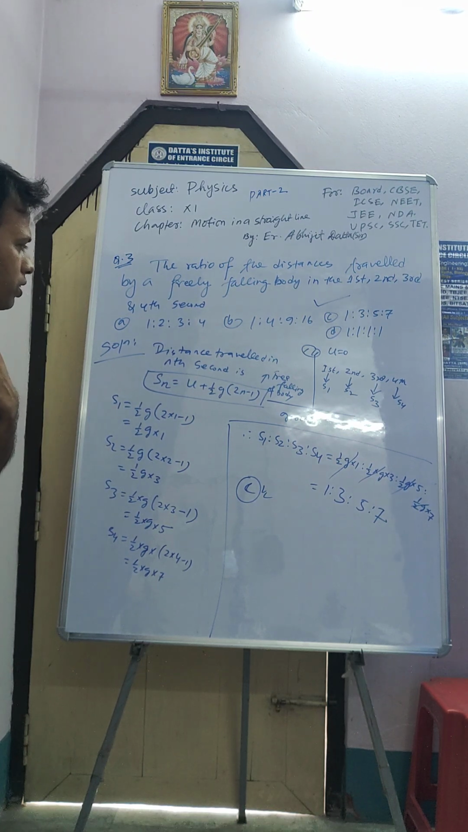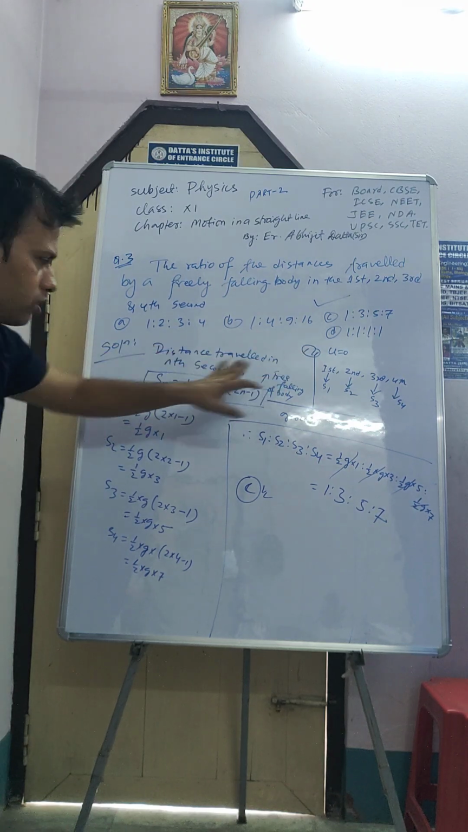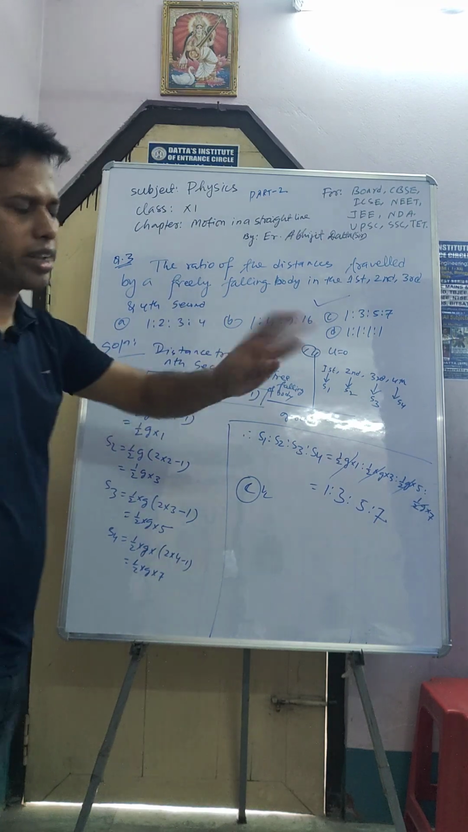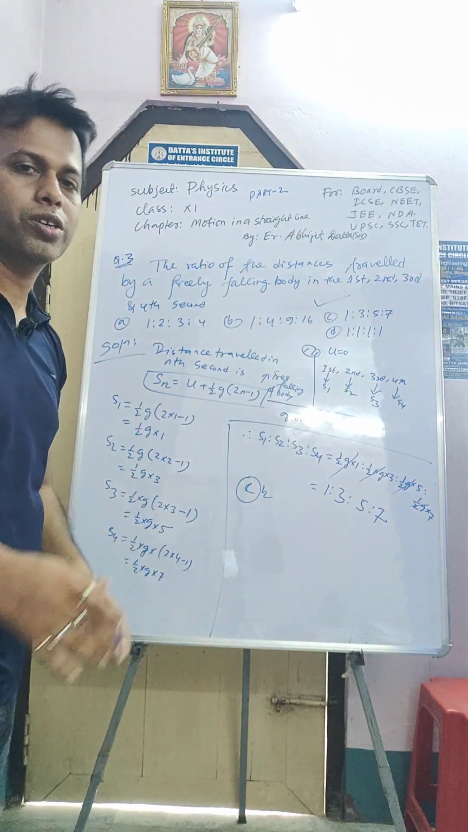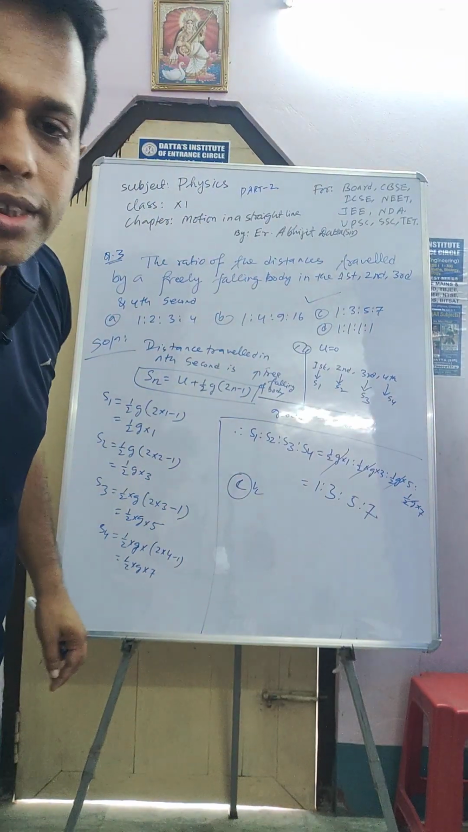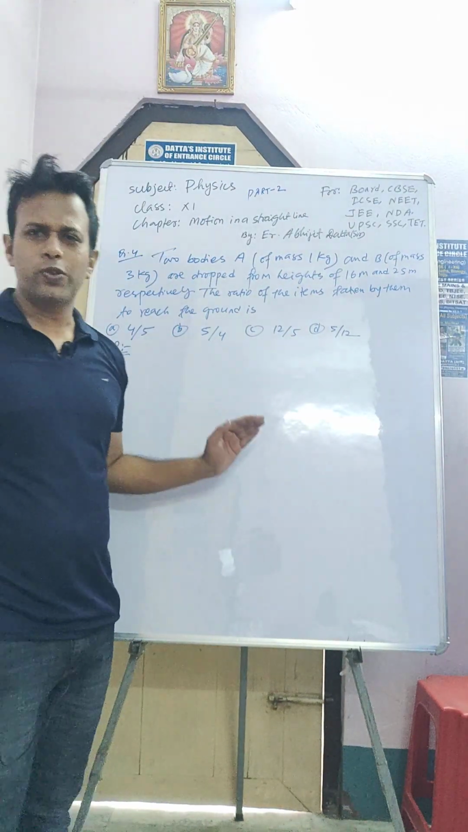So it's so simple. You have to remember this formula: Sn equals u plus half g into (2n minus 1). In case of free fall, u is always 0, and after that you just put n as 1, 2, 3, 4, 5, whatever they may ask in the questions. Okay, got my point? So we move on to the next question. Our next question is the last question of the lecture.